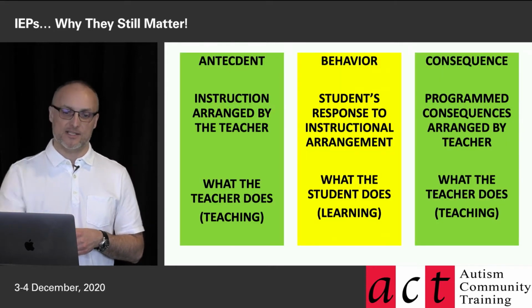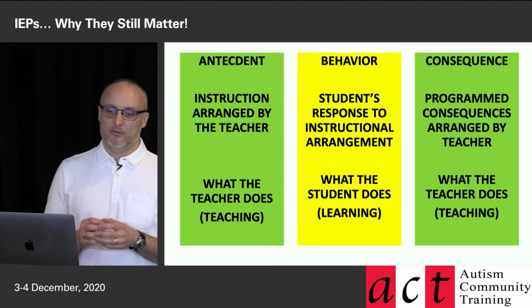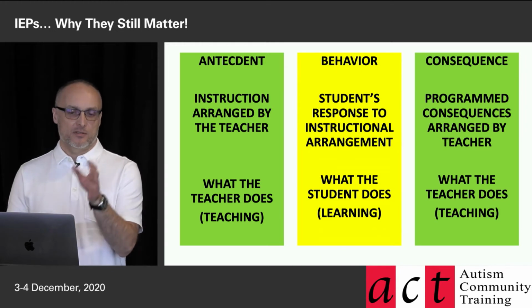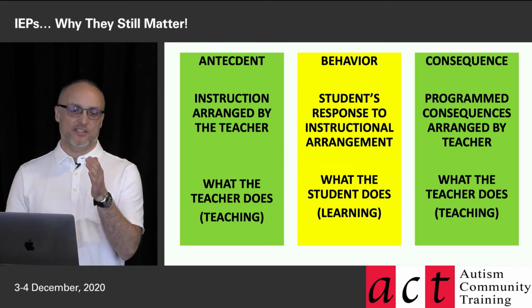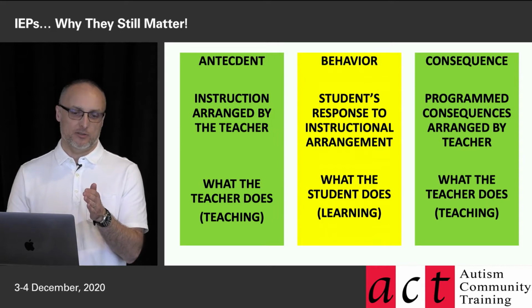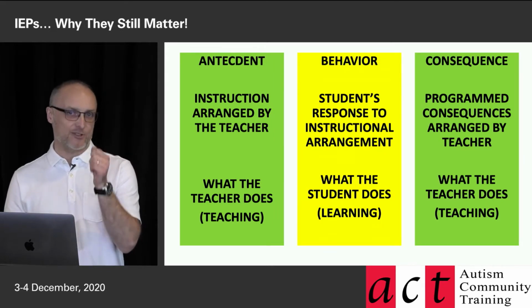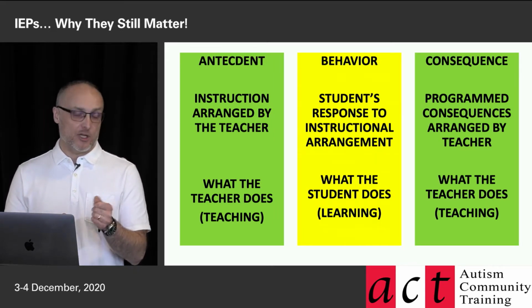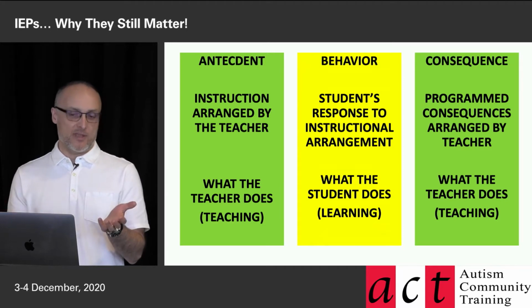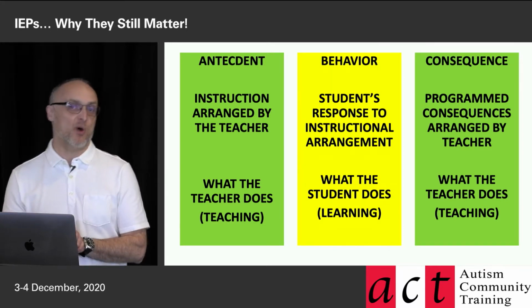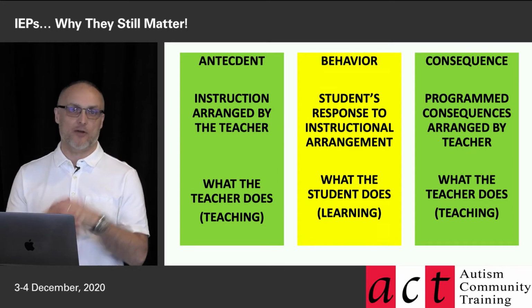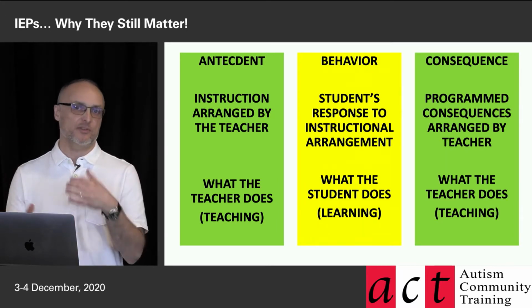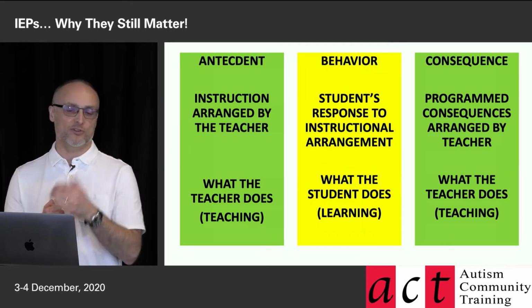Another way to conceptualize this, add some color to it: antecedent, behavior, consequence. If we look at the antecedent column, this is the instruction arranged by the teacher. It's what the teacher does. It's the teacher's action verb. And we call that teaching. And then we see the student's learning behavior, right? The behavior is the student's response to the instructional arrangement, to how the teacher arranges the environment or delivers a vocal or oral instruction.